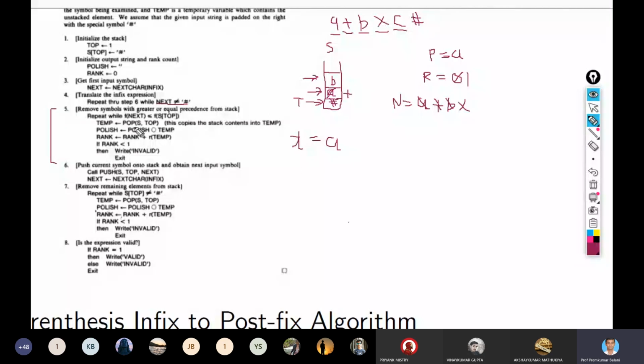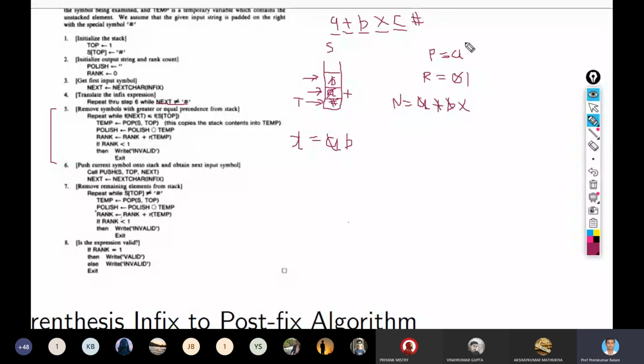So temp equals... now a will be overwritten and b will be placed in the temp and popped from the stack, and I will have to remove the b from the stack. Okay, b, and Polish is equal to Polish appended by temp, so b will be appended here.